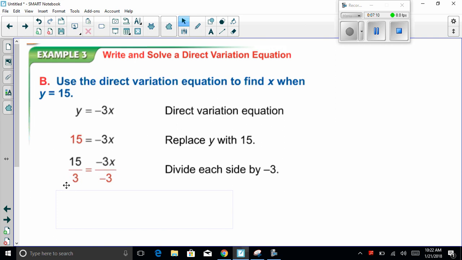And this should be a negative over here. I don't know why it's not. I'm going to replace that. I don't know what happened in the slide here.